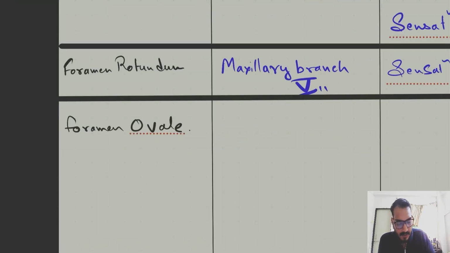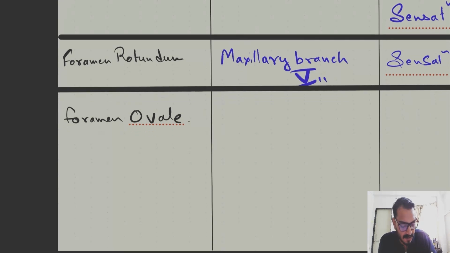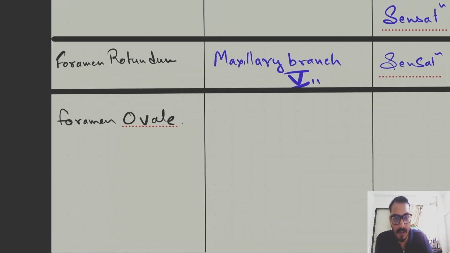This foramen ovale has 4 different kinds of structures passing through it. How can you remember them? You can remember them as MALE, M-A-L-E.